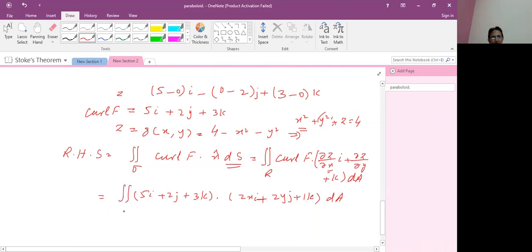So students, in the next step, we take the dot product of the two vectors. So 2x into 5 is 10x, i dot i is 1, plus 4y, j dot j is 1, and plus 3, k dot k is 1, into dA.